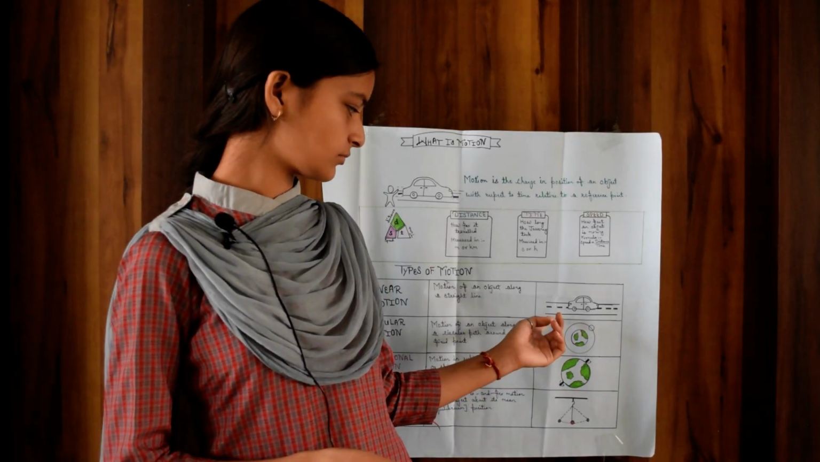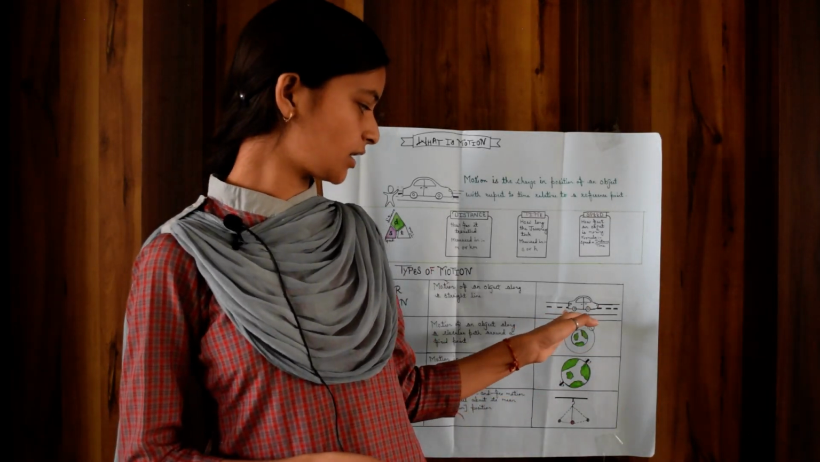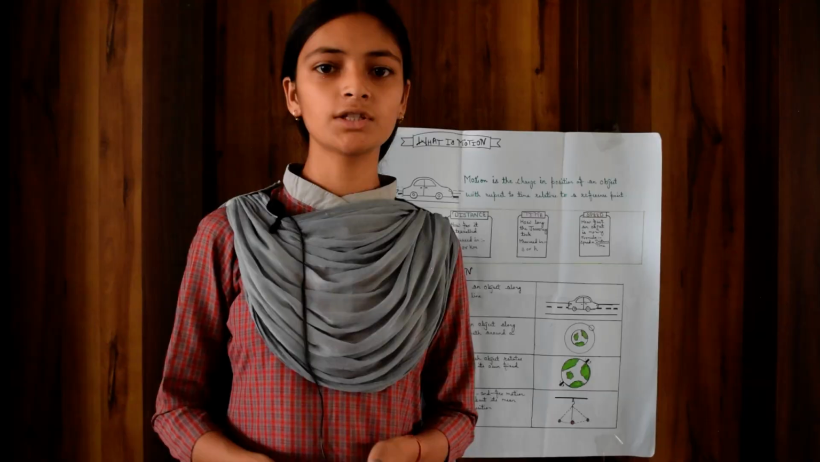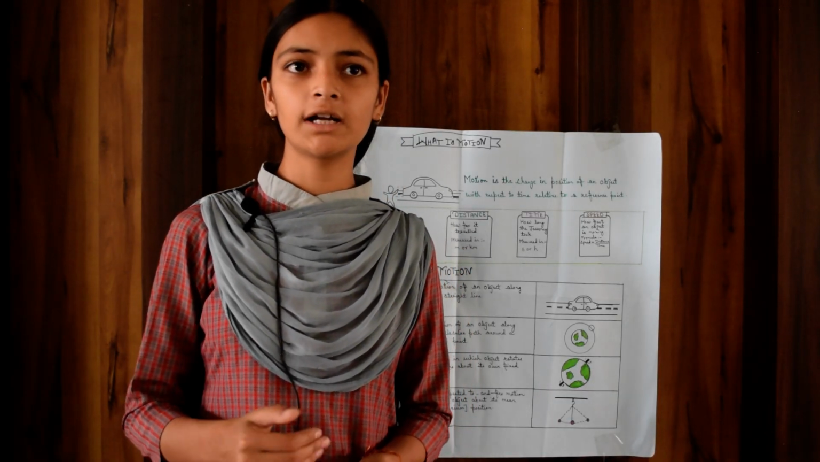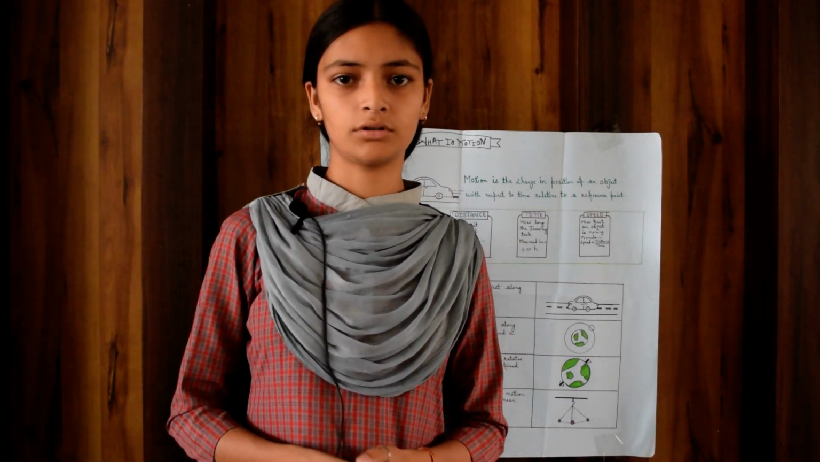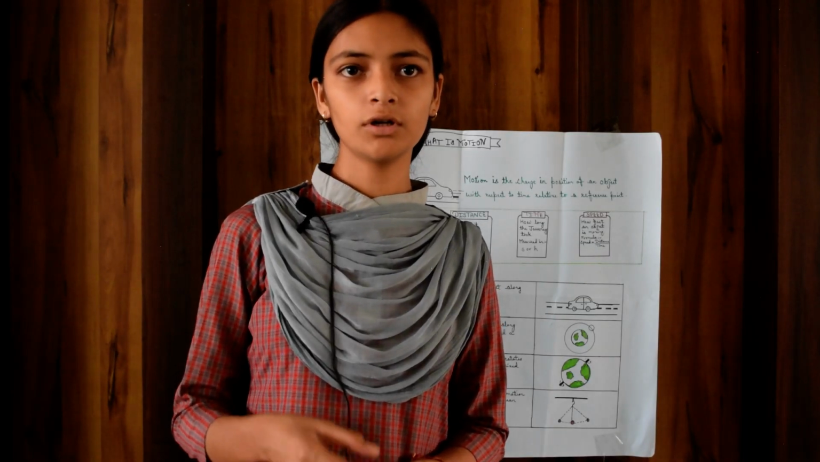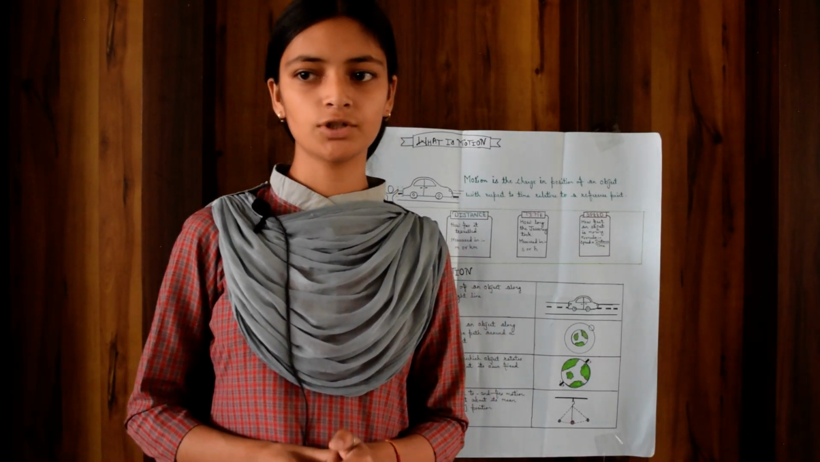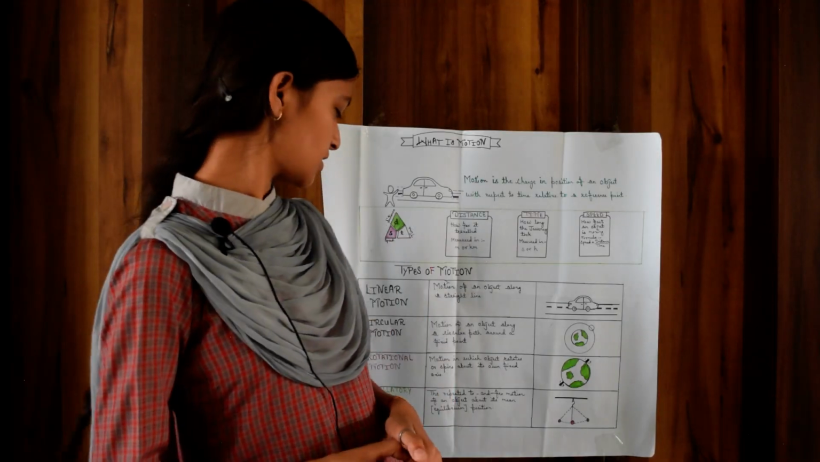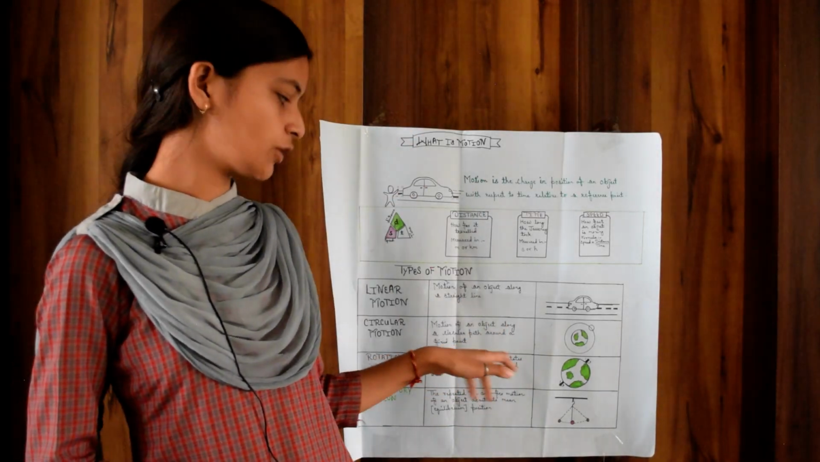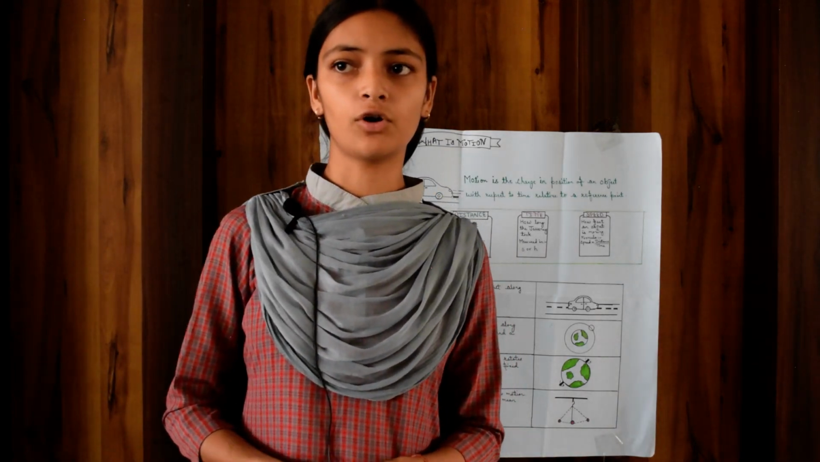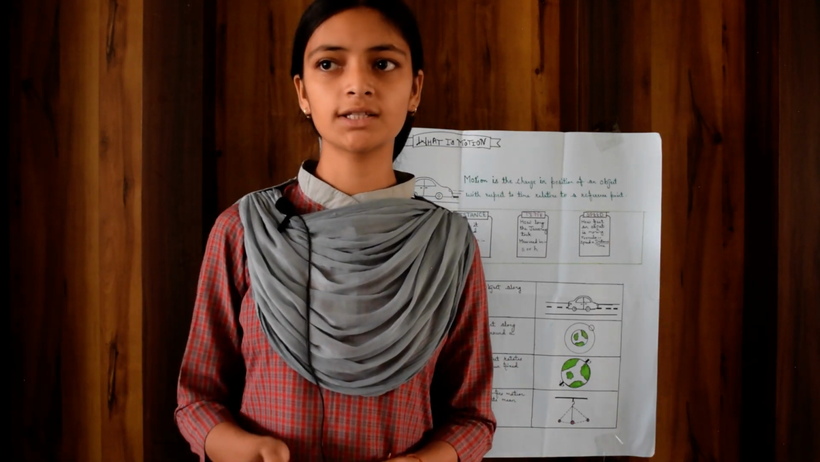We can see in the diagram that the car is moving on a straight path. It is not changing its direction. Or we can take the example of a bow and an arrow shot at a target. It is also travelling in a straight line. Next is circular motion. When an object moves in a circular path around another object, it is known as circular motion.